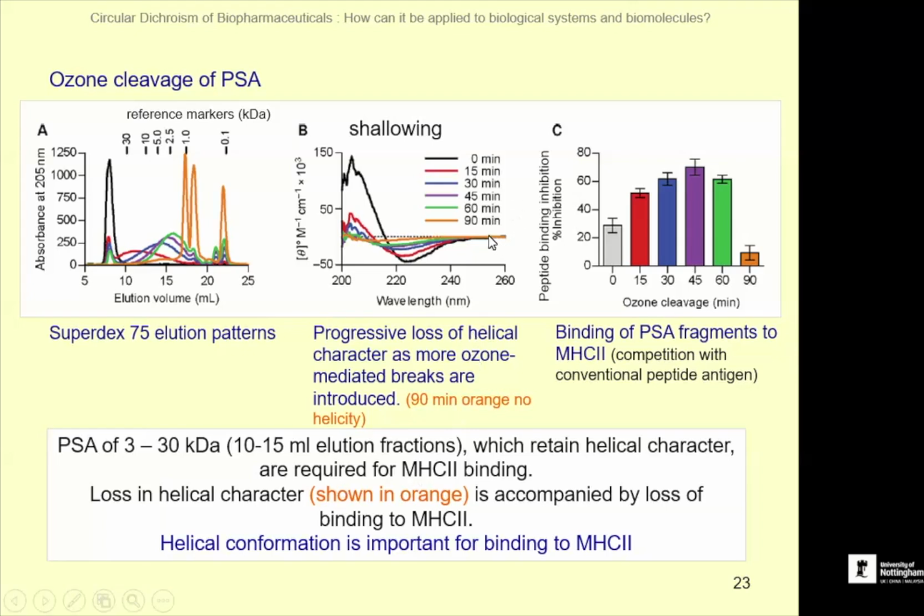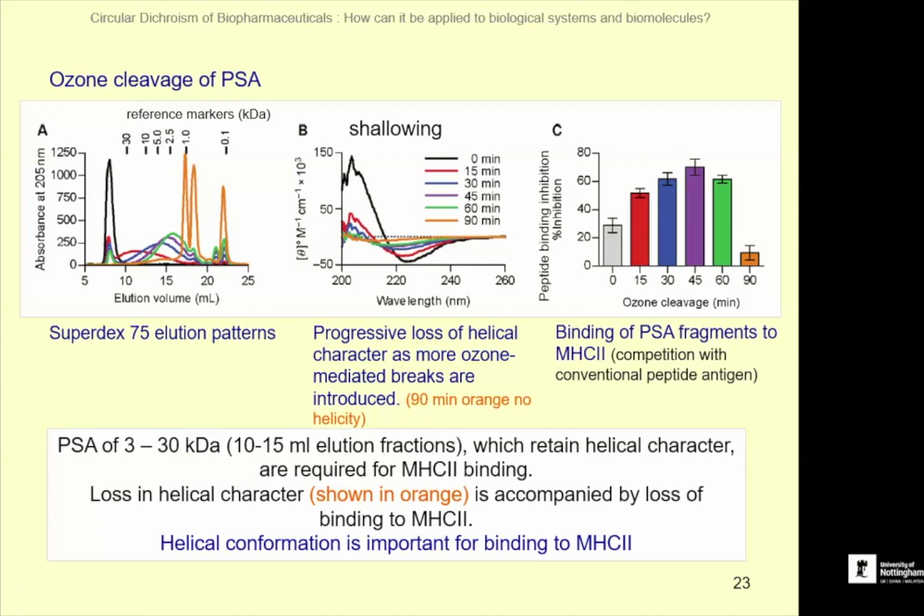And as you can see, here's the alpha helix in the black spectrum at 0 breakdown of PSA, lovely and alpha helical. And you see some binding to MHC2. Then as we progressively go down the colour banding, showing the smaller and smaller fragments, you can see that by 90 minutes we've got virtually a flat spectrum indicative of total breakdown, or at least loss of helicity completely.